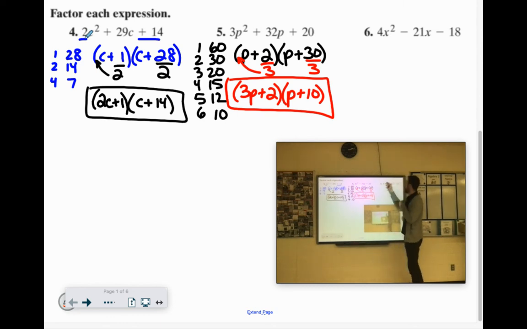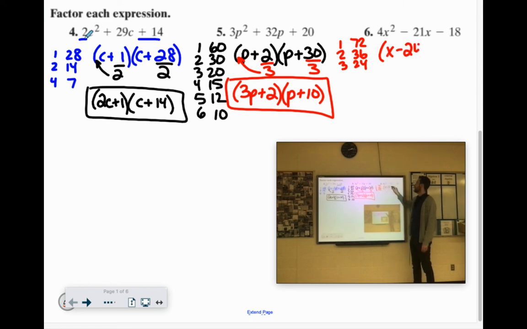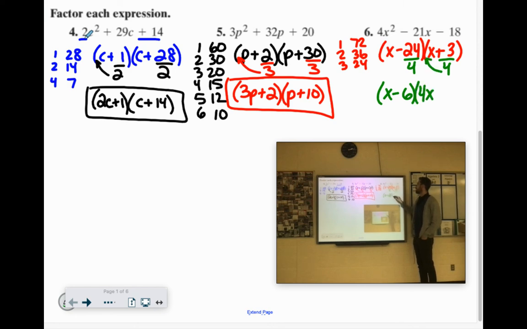One more, hopefully we have enough time for it. This is a pretty tough one. 4 times negative 18 is negative 72. So we're looking for a set that is 21 apart. So we have 1 and 72, 2 and 36, 3 and 24. Those are our numbers. So it'll be x minus the 24, x plus the 3, and then we try to divide them by the number in front, 4. 24 divided by 4 is 6, x minus 6. 3/4, you can't do anything, so the 4 comes to the front, 4x plus 3.